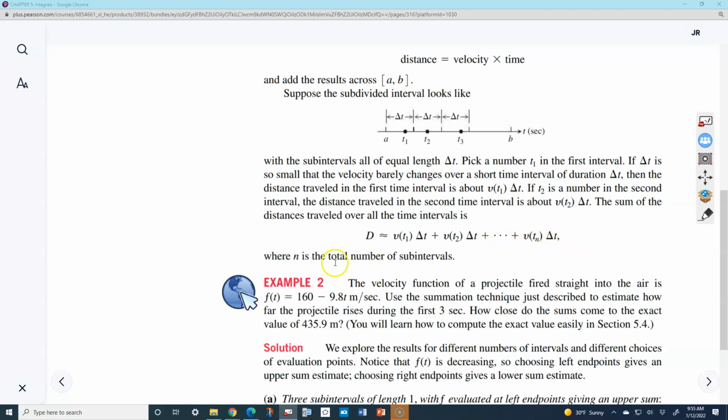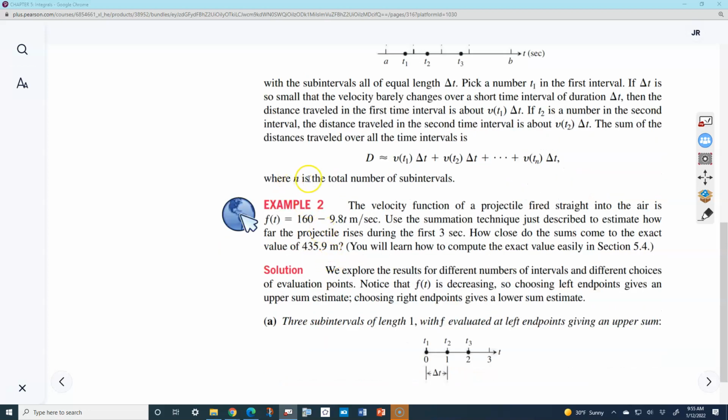All those added together, where n is the total number of those subintervals. Our example 2: the velocity function of a projectile fired straight into the air is 160 minus 9.8t meters per second. Use the summation technique just described to estimate how far the projectile rises during the first 3 seconds. How close do the sums come to the exact value of 435.9 meters?